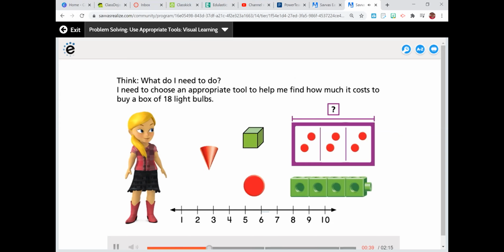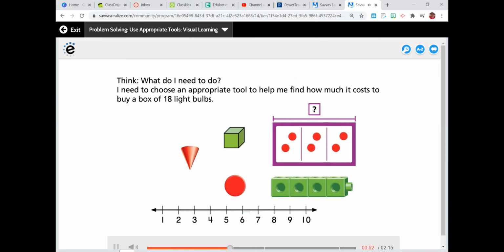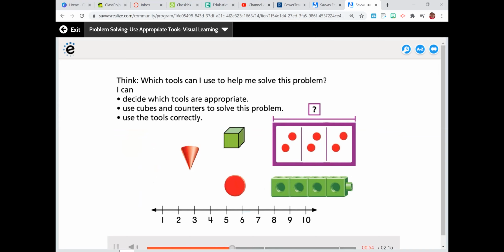Think, what do I need to do? I need to choose an appropriate tool to help me find how much it costs to buy a box of 18 light bulbs. Think, which tools can I use to help me solve this problem? I can decide which tools are appropriate. I can use cubes and counters to solve this problem. I can use the tools correctly.